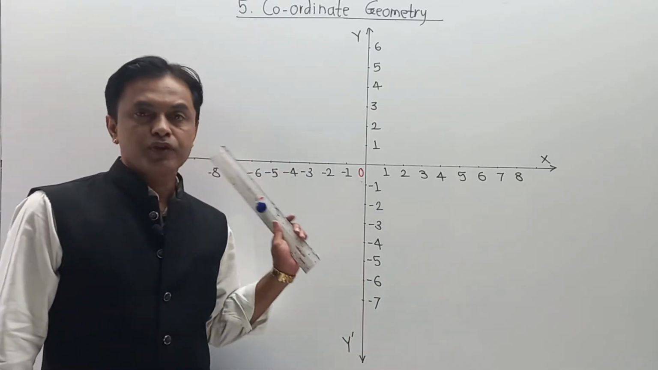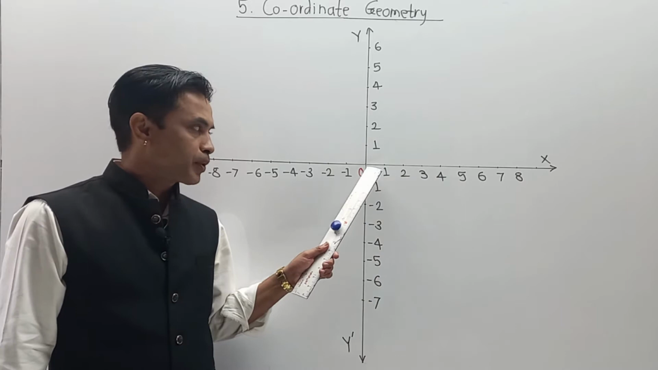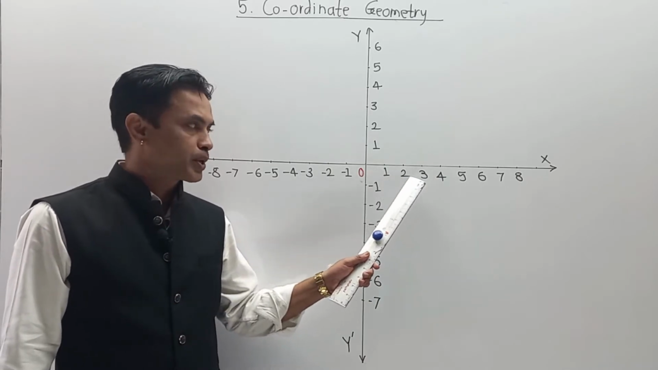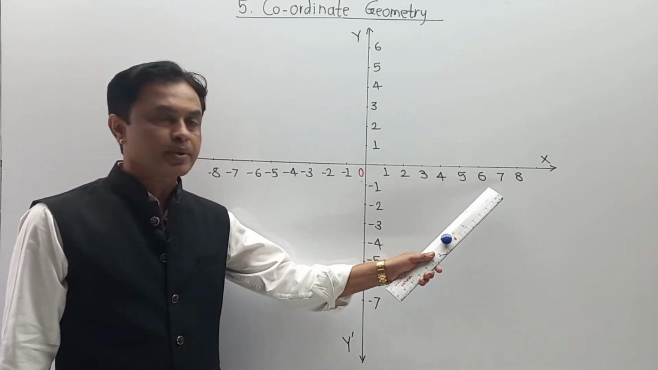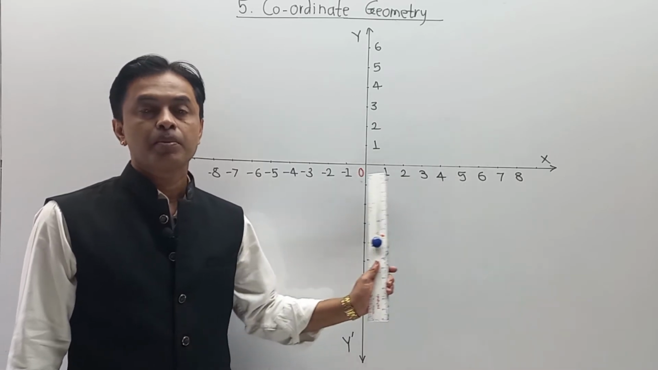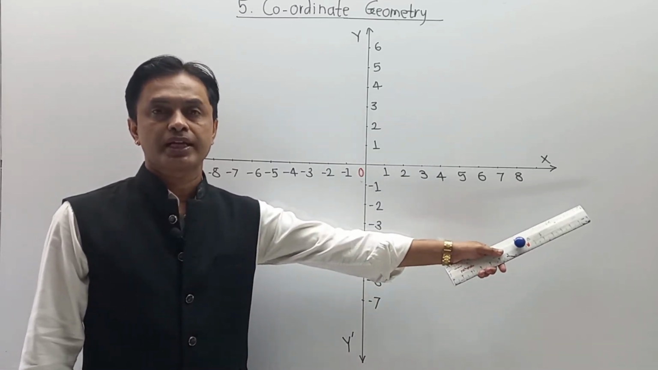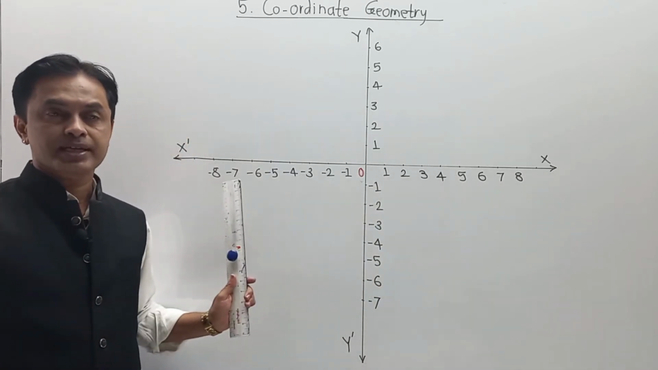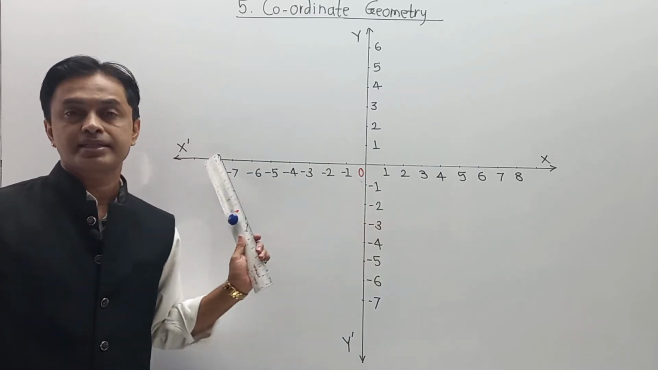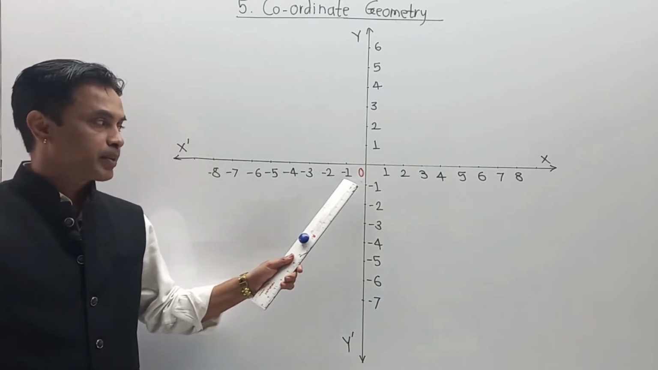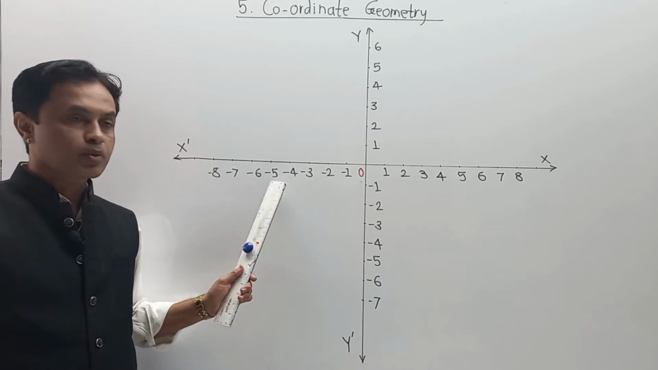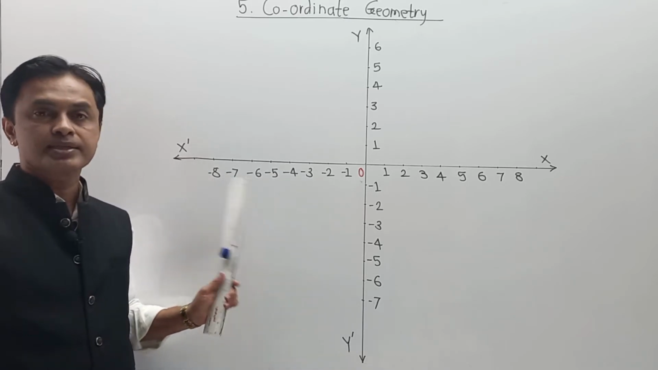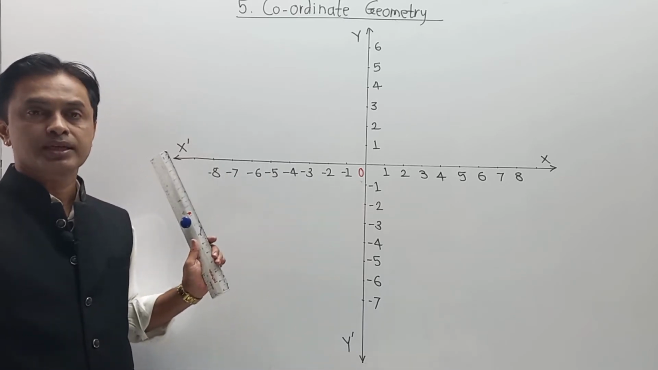Now, it contains a first horizontal line where the central point number is 0, plus 1, plus 2, plus 3, plus 4, plus 5, plus 6, plus 7, plus 8. Positive numbers go on increasing towards the right hand side. On the same x-axis, your negative numbers like minus 1, minus 2, minus 3, minus 4, minus 5, minus 6, minus 7, minus 8. These numbers go on decreasing.